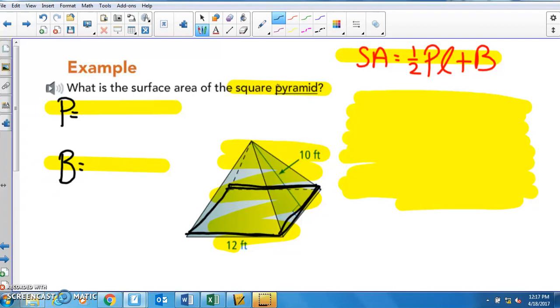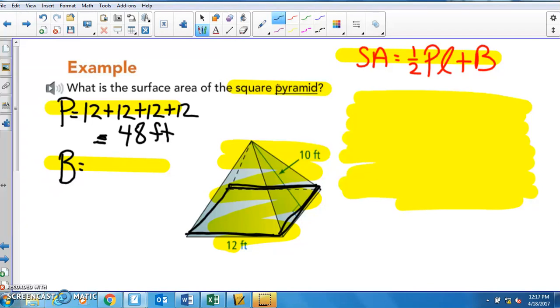So our perimeter over here would be 12 plus 12 plus 12 plus 12, because there are 4 sides. If we add that up, 12 plus 12 plus 12 four different times, or another way of doing it is 12 times 4, if I could write an equal sign, that would give us 48 feet.